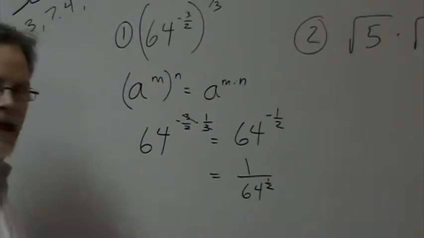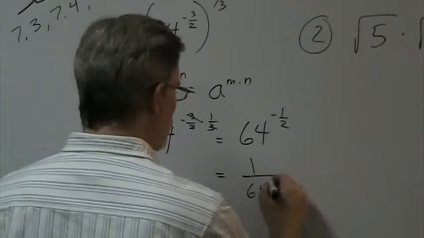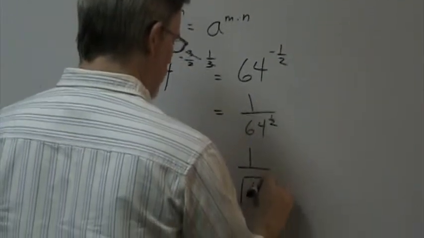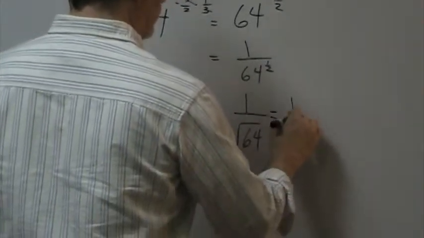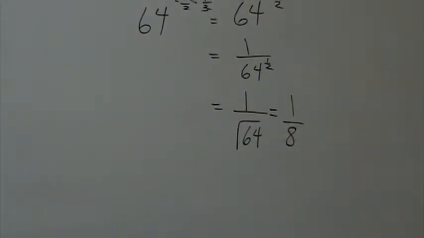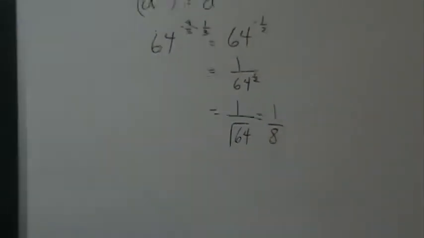Well, we know from the law of negative exponents that this then becomes 1 over 64 to the 1/2 power. Now we know that the 1/2 power is the same thing as the square root, so this is 1 over the square root of 64, and the square root of 64 is 8, so the answer to that problem is 1 over 8. Okay?